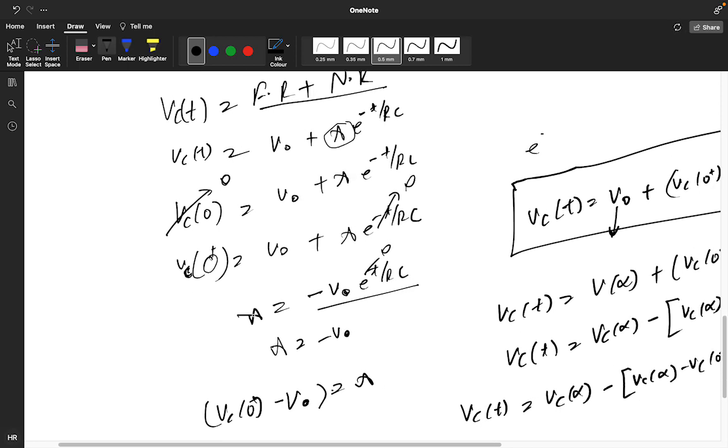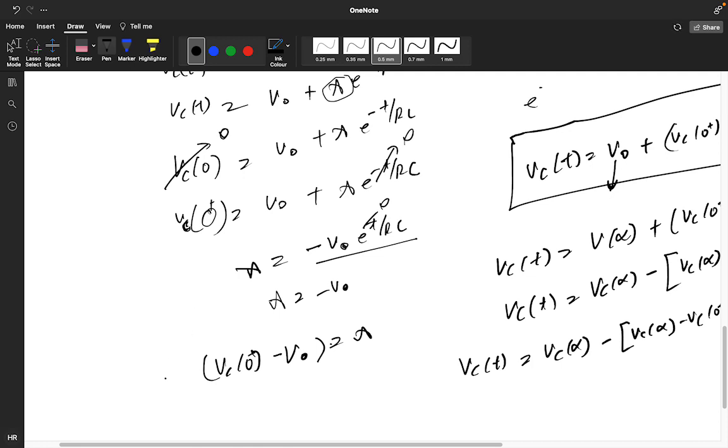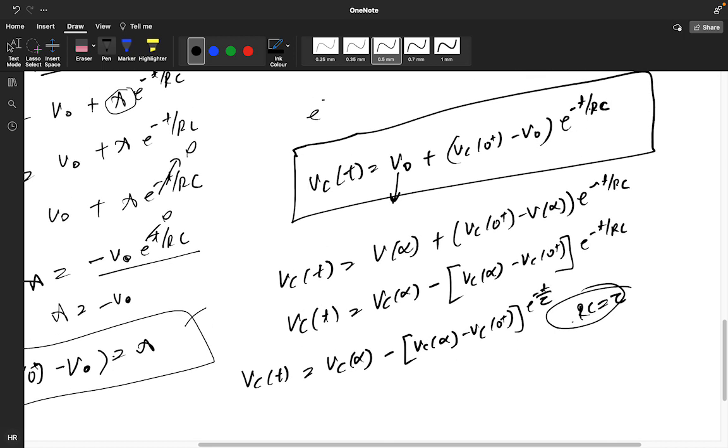So I will get the value of A as Vc of 0 minus V0. Here I had assumed Vc of 0 plus minus V0. So I got the value of A, and substitute this in the formula. So you will get the formula.